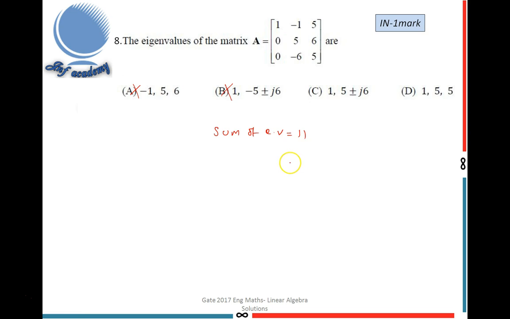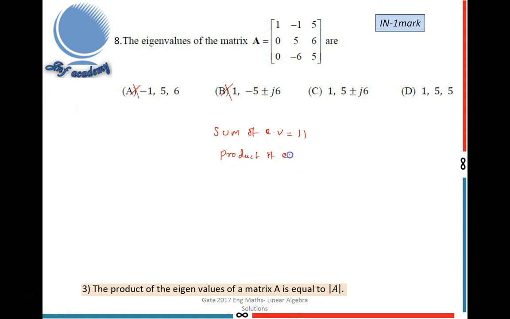Next, I use another property: the product of the eigenvalues of the matrix is equal to the determinant of A. What is the value of the determinant? 1 into 25 plus 36. The other terms are automatically 0 because two entries here are 0. So the determinant is 61.